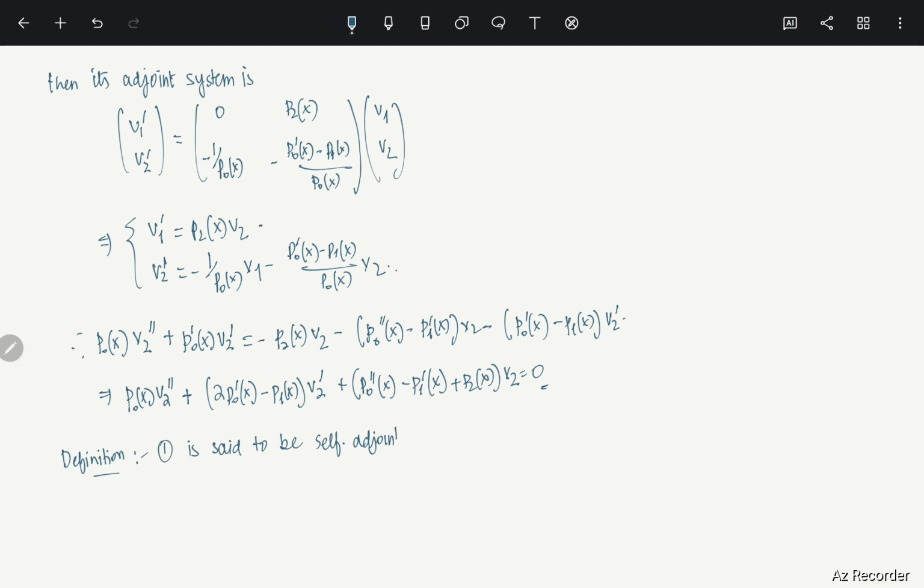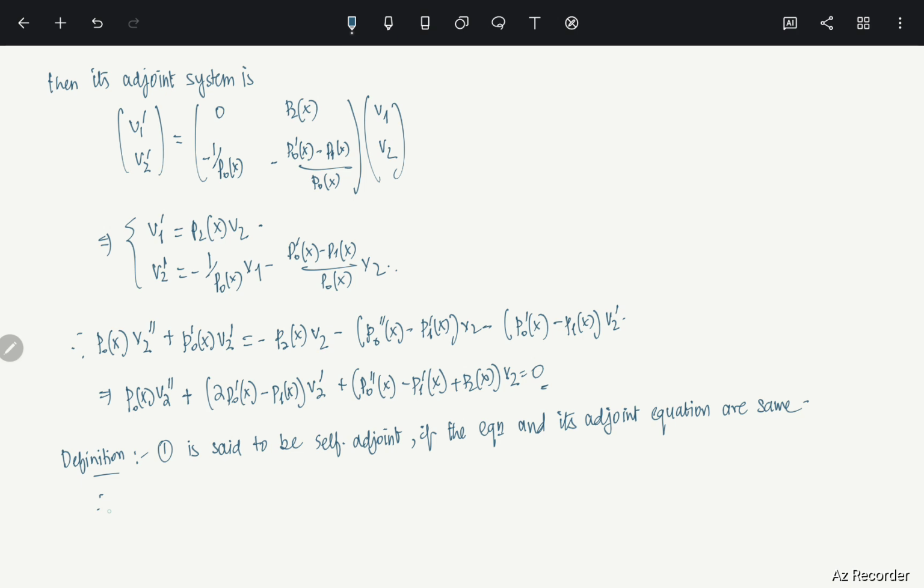So basically, when the equation is the same as its adjoint equation, I hope this is clear. You see, it may happen that the equation and the adjoint are basically the same, right? In that case, we call it a self-adjoint equation.